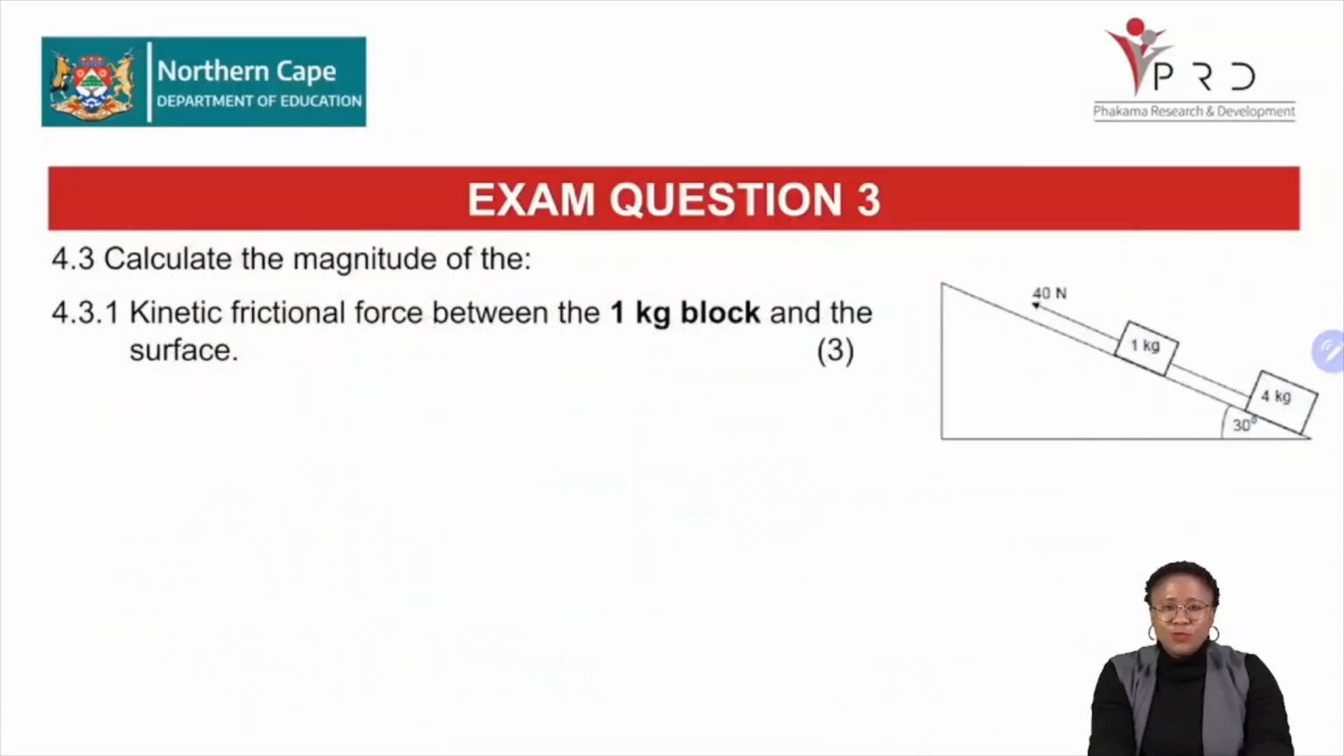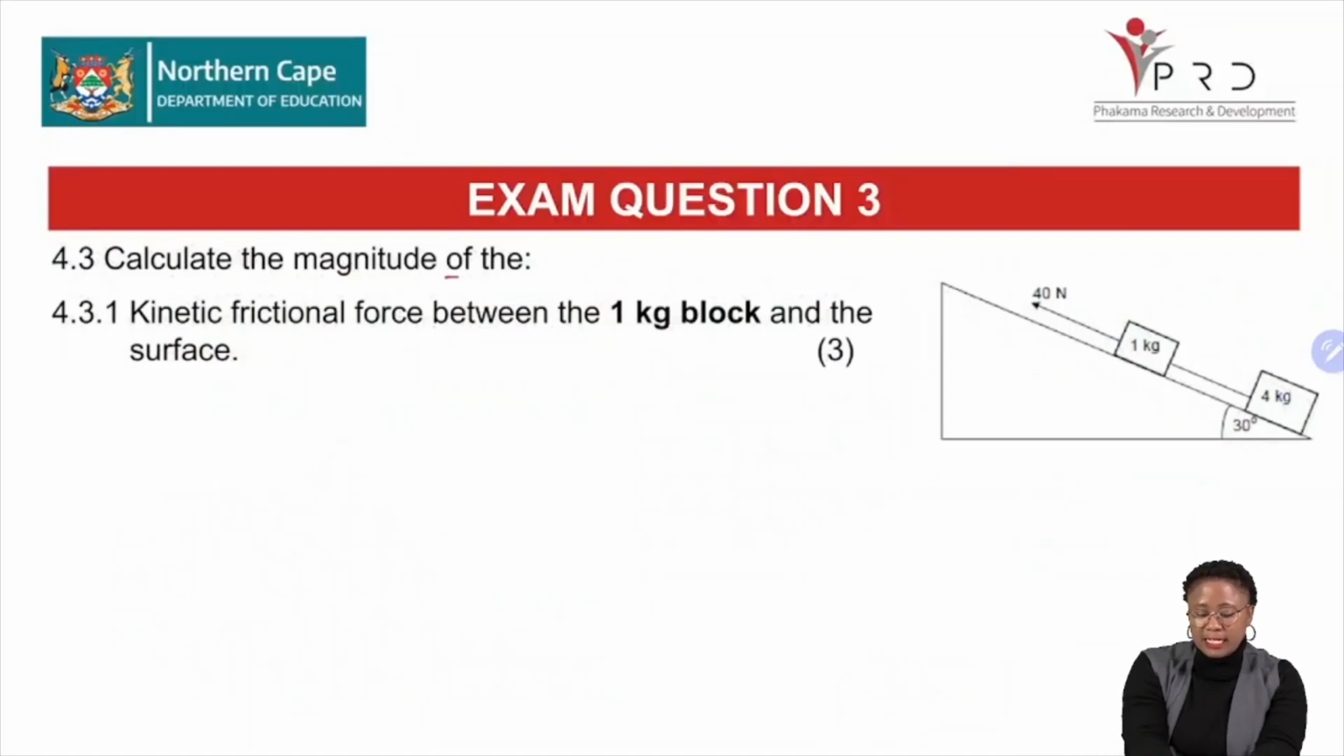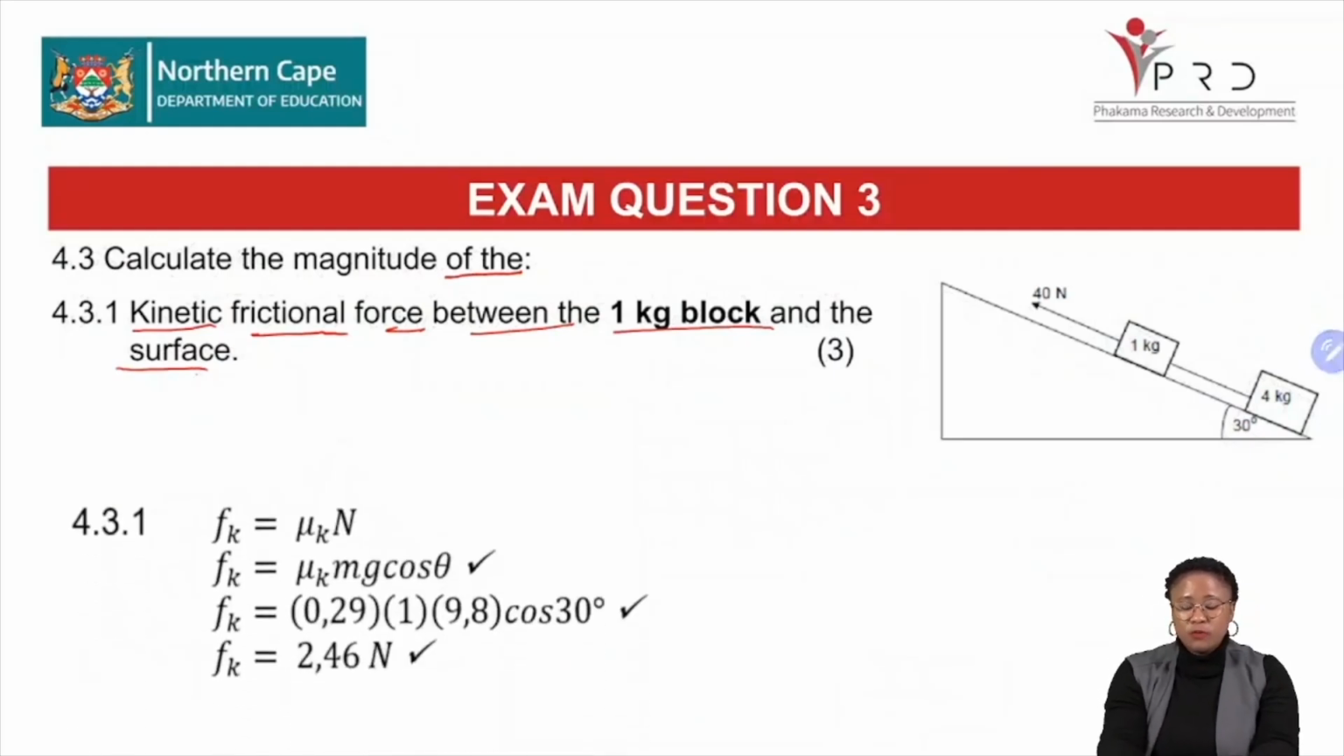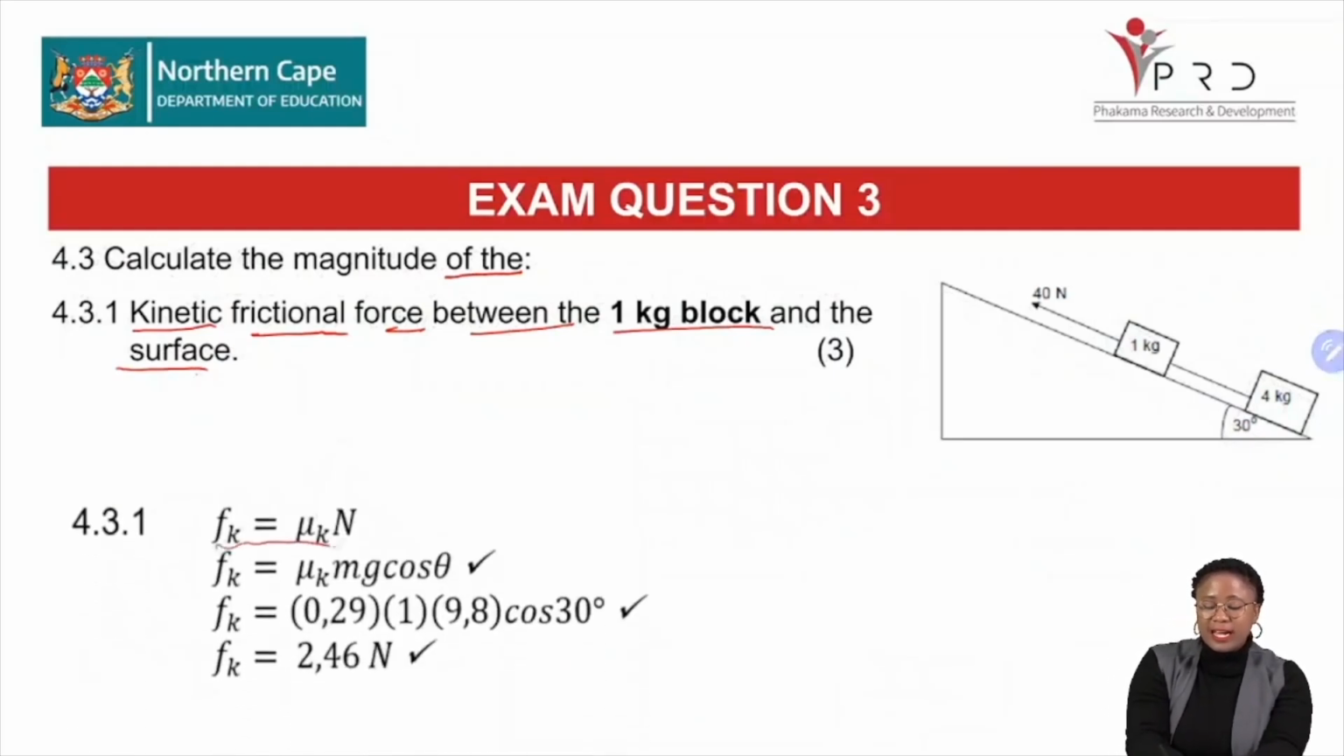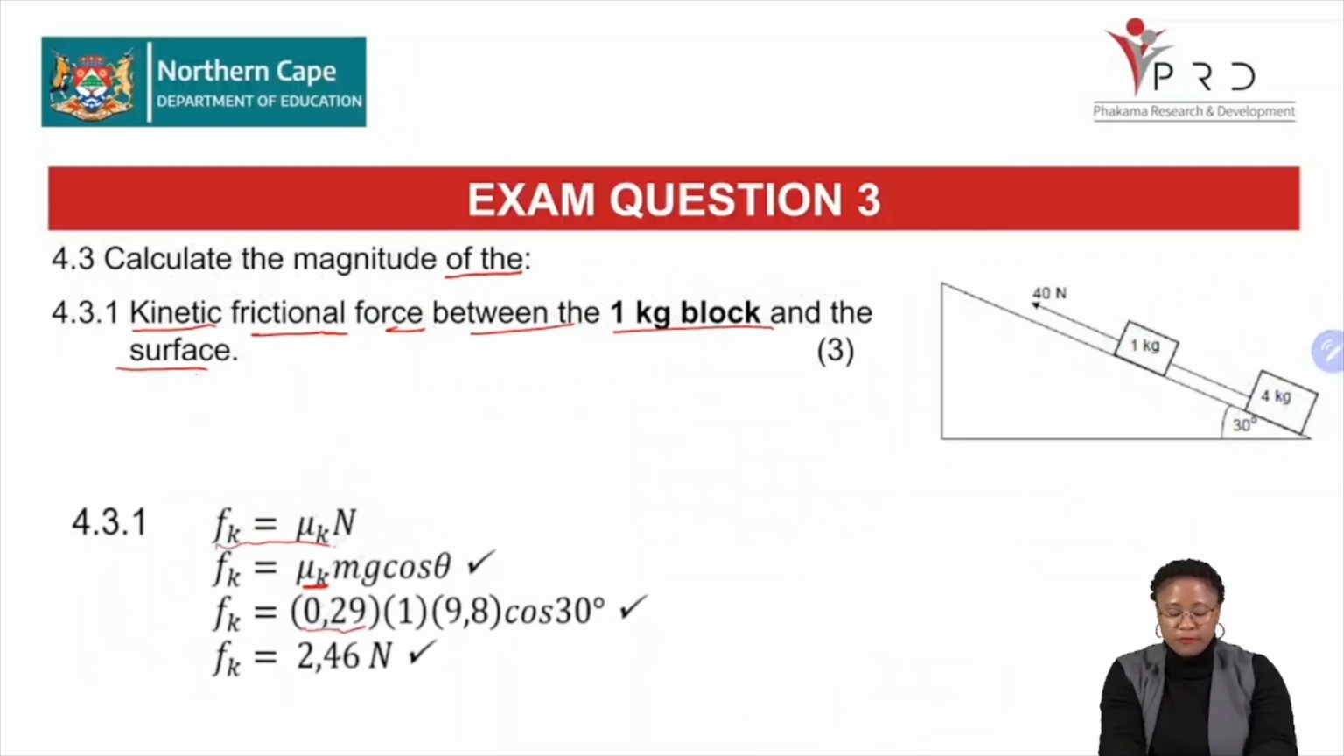Let's quickly move on to 4.3. 4.3 says calculate the magnitude of the kinetic frictional force between the 1 kg block and the surface. Now let's see how I've worked it out for you. You are calculating the kinetic friction force. You have there the coefficient of kinetic friction, which is the 0.29 that you were given in the question.